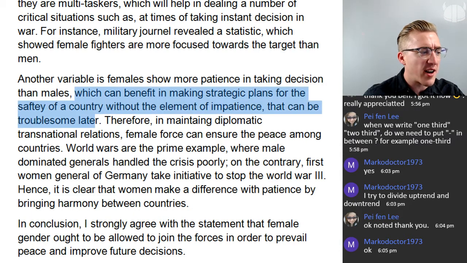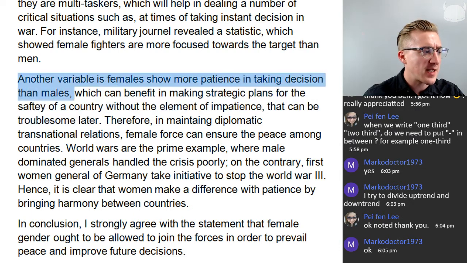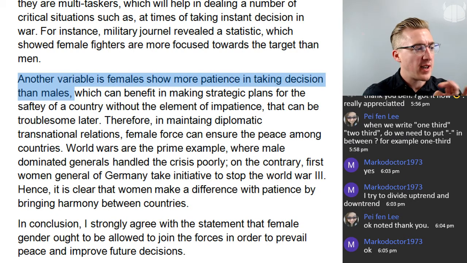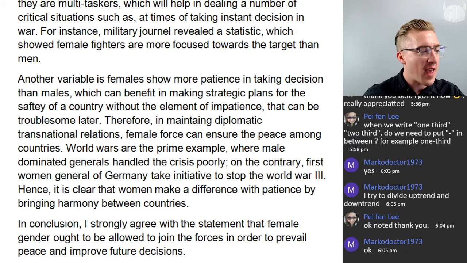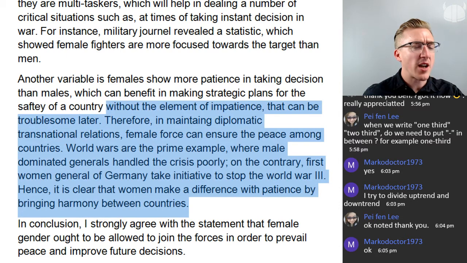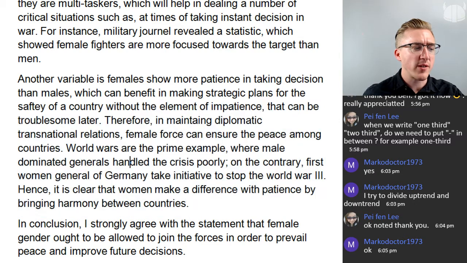Yeah, just cut it off right here. So this is fine. Another variable is females show more patience in taking decisions than males. Done. Okay? Then continue with another sentence, explaining that more, telling us what that means. Good. I think your ideas here are interesting. I'm not sure that the examples you chose are the best.